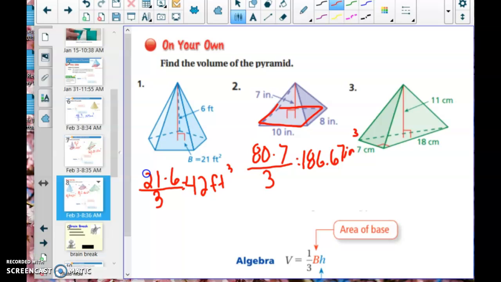And number 3, the base is a triangle. So to find the area of the triangle, I would do 18 times 7 divided by 2, that's 63, times it by the height of the pyramid, which is 11, and then of course divided by 3 because it is a pyramid, and that gives me 231 centimeters cubed.